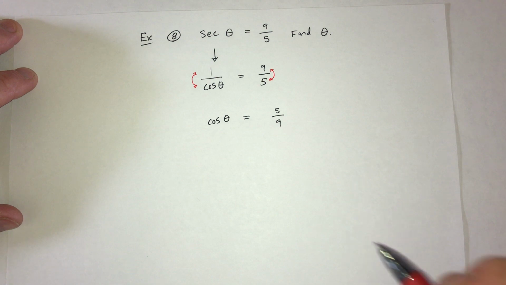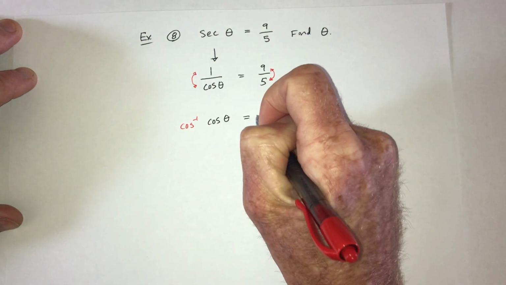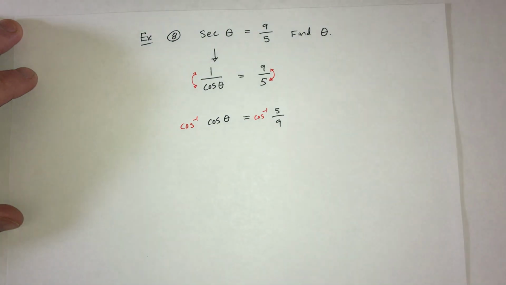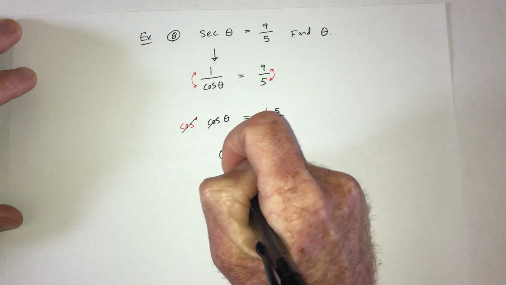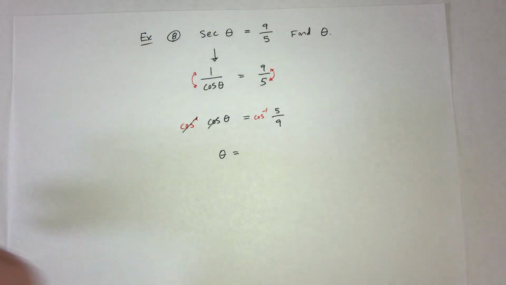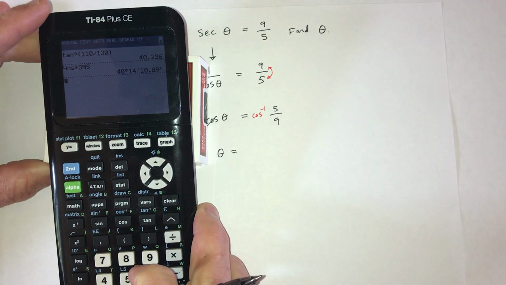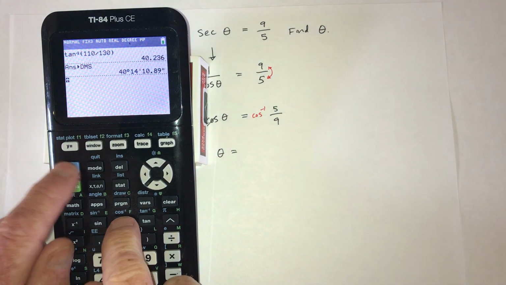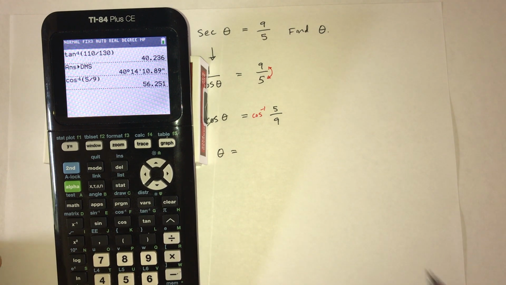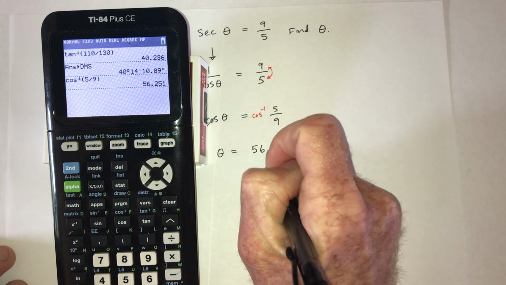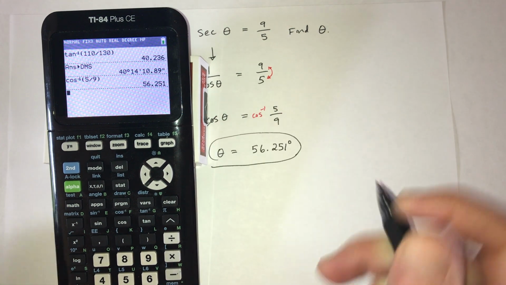All right, we're almost done. Then take cosine inverse of both sides. These cancel, leaving just the theta. And then find cosine inverse of 5/9, and that would be 56.251 degrees. There you go.